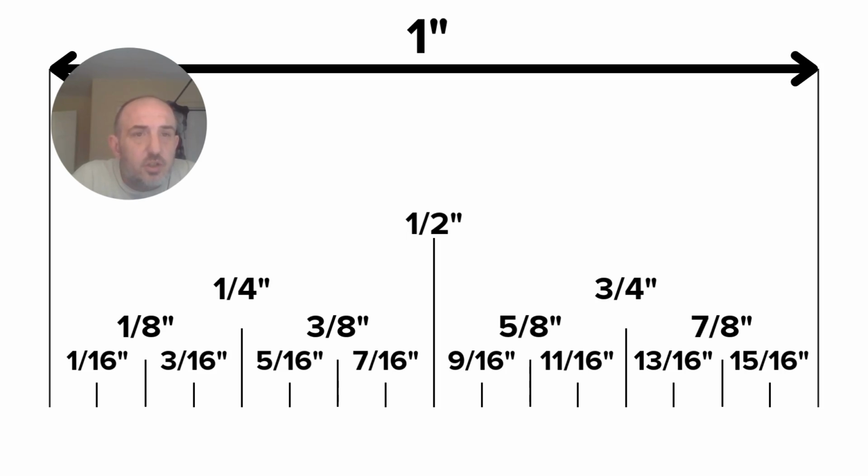The half inch line's tallest, while the quarter inch and 3/4 inch are the next tallest. Then the 1/8 inch, 3/8 inch, 5/8 inch, and 7/8 inch are the second smallest lines. And then the 1/16, 3/16, 5/16, 7/16, 9/16, 11/16, 13/16, and 15/16 are the absolute smallest ones. So that's how this is broken out.